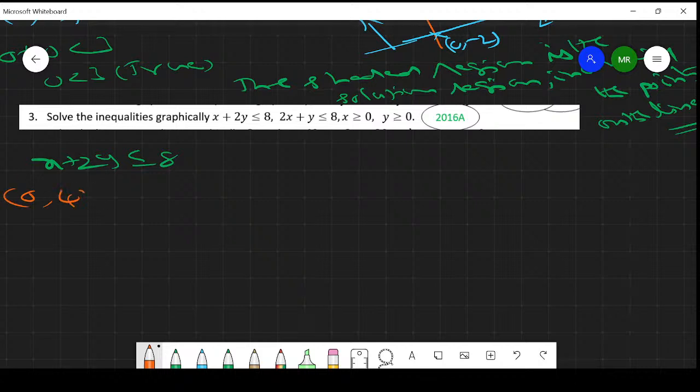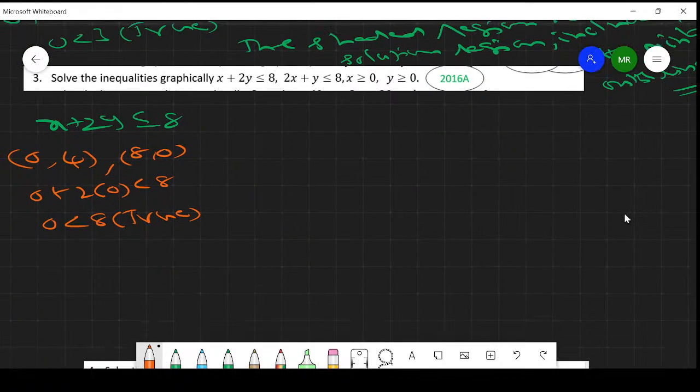How do you know that? Always find the points on the axis. The point (0, 4) is on the y axis. Similarly, find the point on the x axis. When y is 0, the x value is 8, so this will be (8, 0). These are the two points. Verify the origin side: substitute in 0 plus 2 times 0 less than 8. 0 less than 8, this is true. That means the solution region of this inequality is towards the origin side.